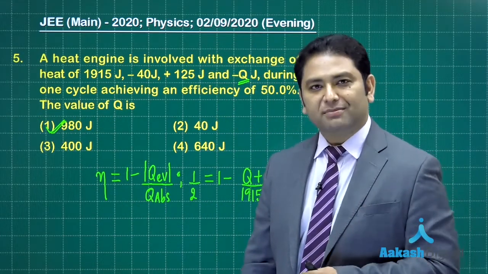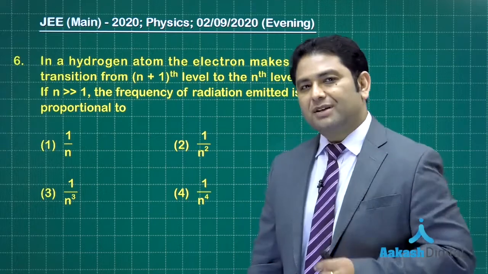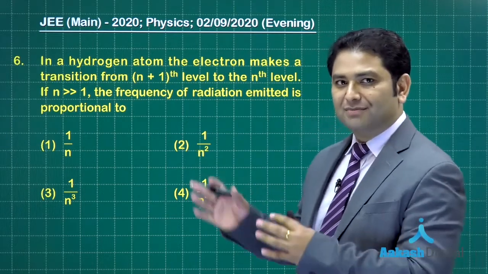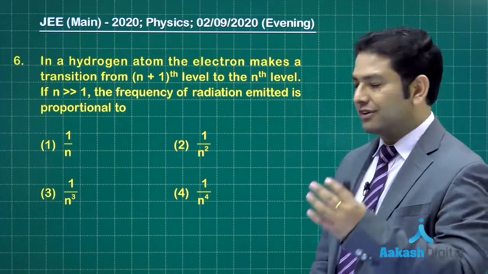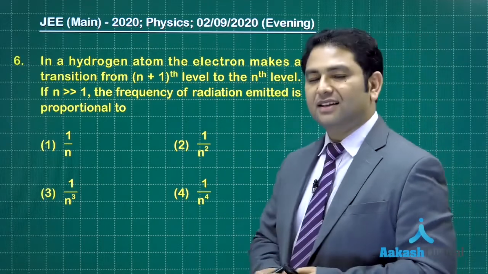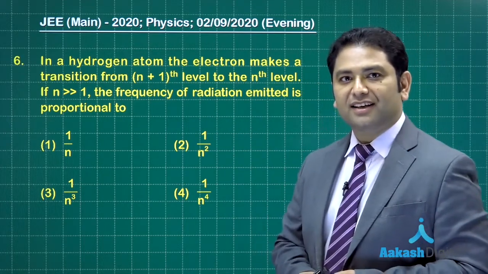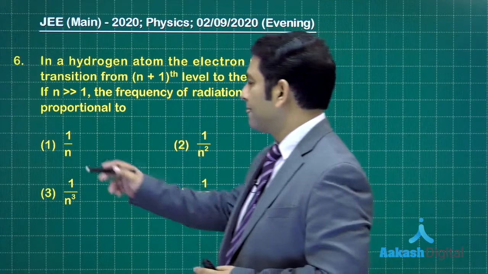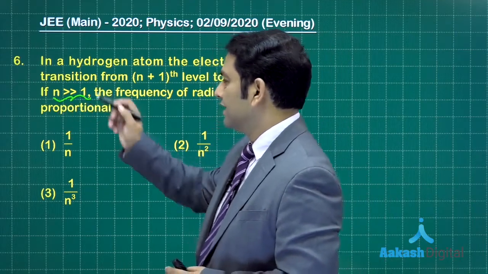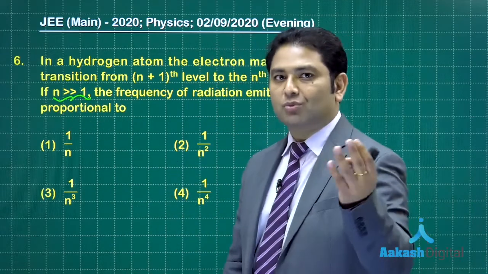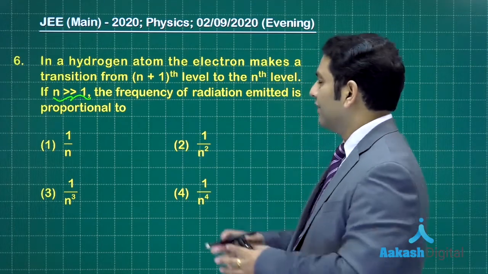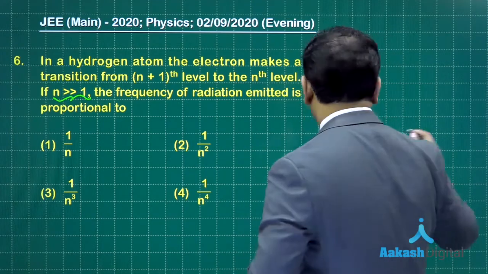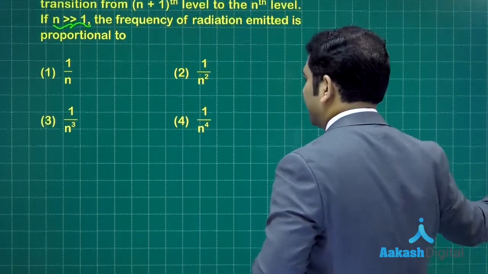Let's see question number 6. Question number 6, from atoms, is something related to the frequency emitted upon transition from one state to another, that has to be computed. But there is a condition given where the principal quantum number is much greater than 1, and the transition is happening from n plus 1 to n. Let's see the calculation here.